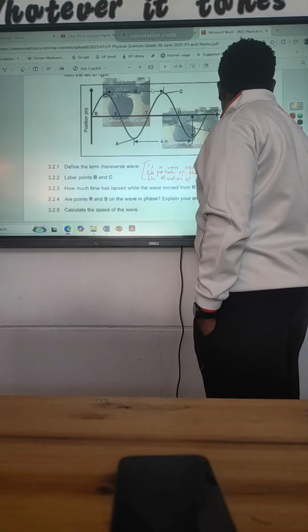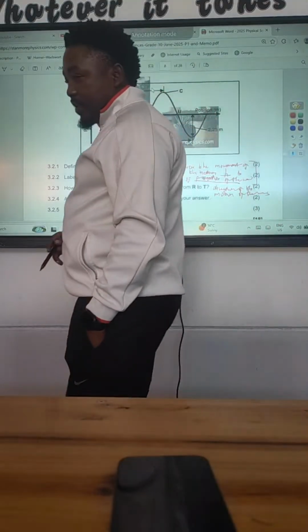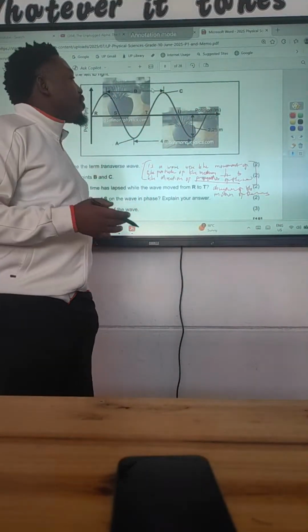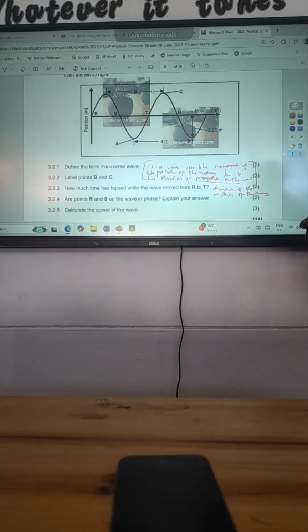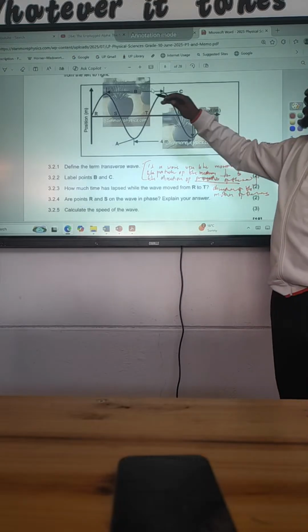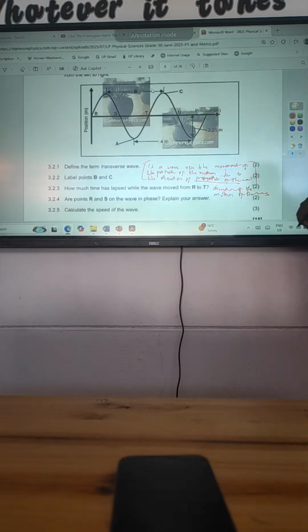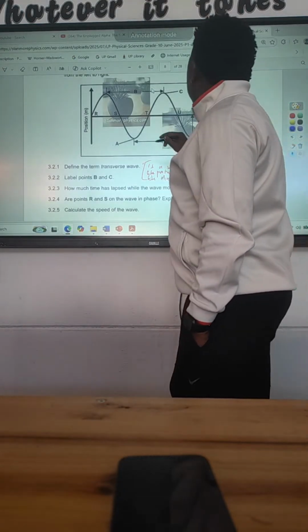We also have a session for all the definitions that we did in term 1, and then we have a few definitions in term 2, just to deal with properties of chemical and physical properties. Now, let's look at what we are given here, and then we are saying label point B and C. What is B? B will be our wavelength.